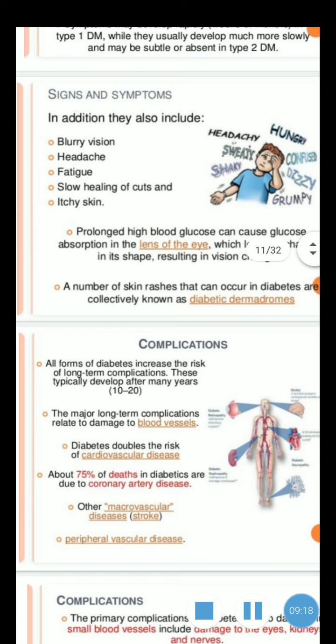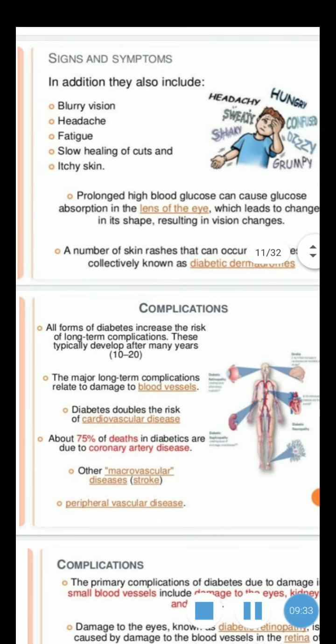The next is complications. All forms of diabetes increase the risk of long-term complications, typically after 10 to 20 years. In complications, the major long-term complication is related to damage to blood vessels. Yes, damage to blood vessels.